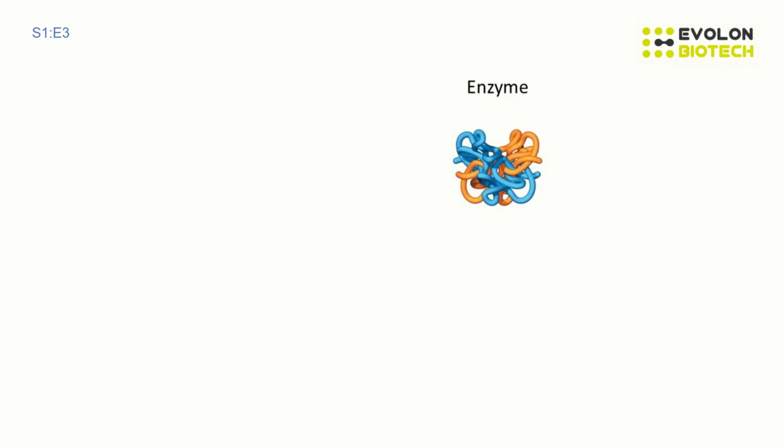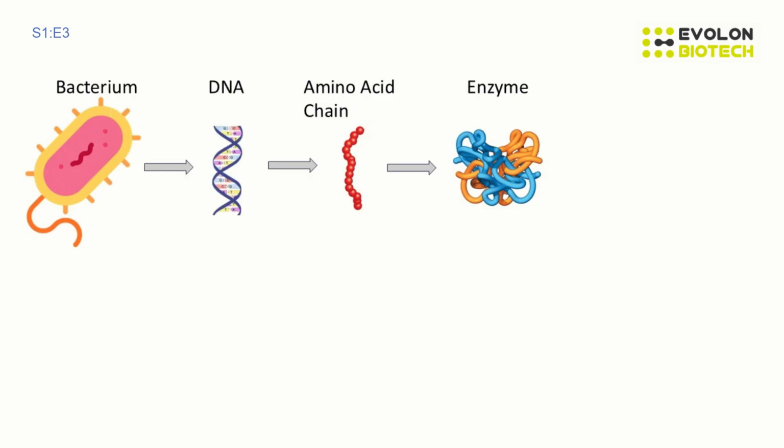Enzymes are proteins, which are long chains of amino acids. The shape of an enzyme depends on the sequence of those amino acids, and the sequence of those amino acids depends on the DNA. So different DNA means different enzymes and therefore different chemical reactions.